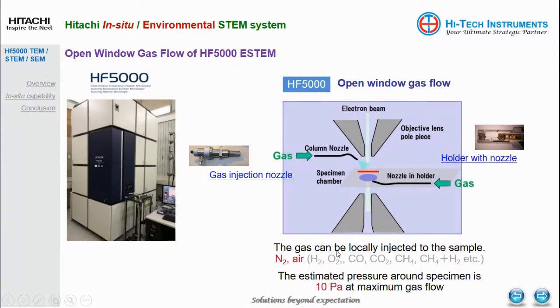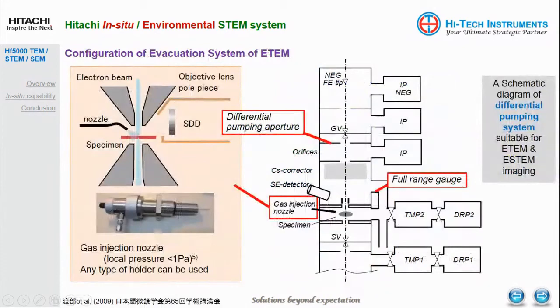So the gas can be locally injected to the sample, hot nitrogen or air, or even other kinds of gases, depending on your experiments. The estimated pressure around the specimen is 10 Pascal at maximum gas flow. You can adjust the gas flow here. And there is a differential pumping aperture here to pump this area to have a good vacuum. Here you can have different gases injected into this specimen holder.